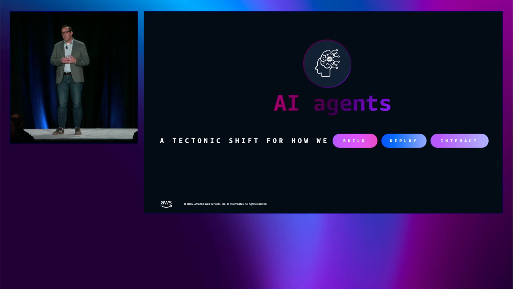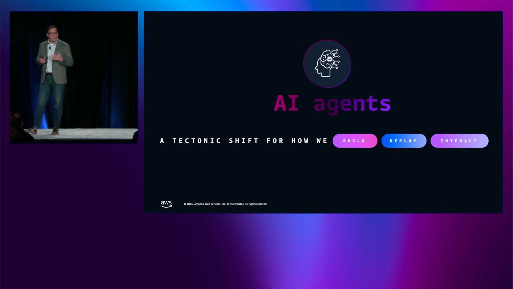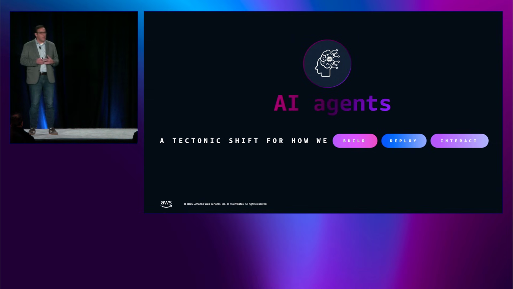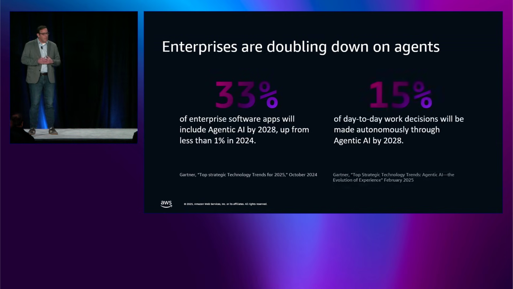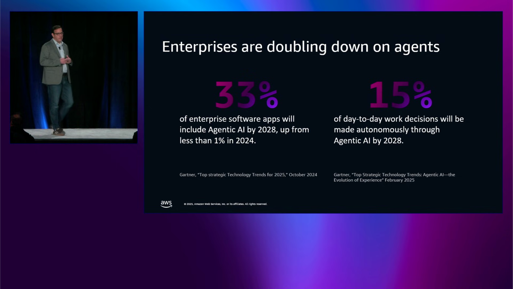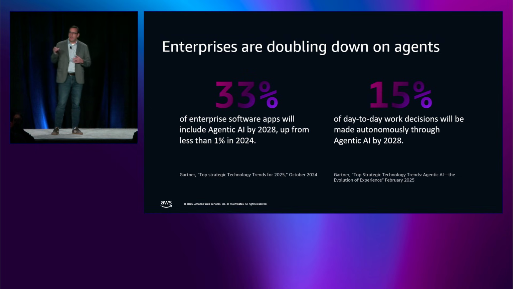At AWS, we see billions of agents existing in the next few years, fundamentally changing how we build, deploy, and interact with systems across the board. And the analysts agree: by 2028, 33% of enterprise software will include agentic AI. That's up from just 1% observed last year.